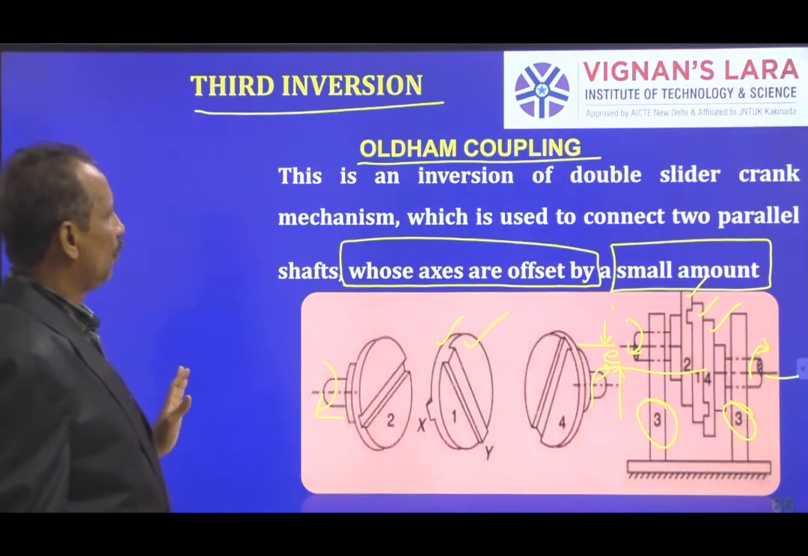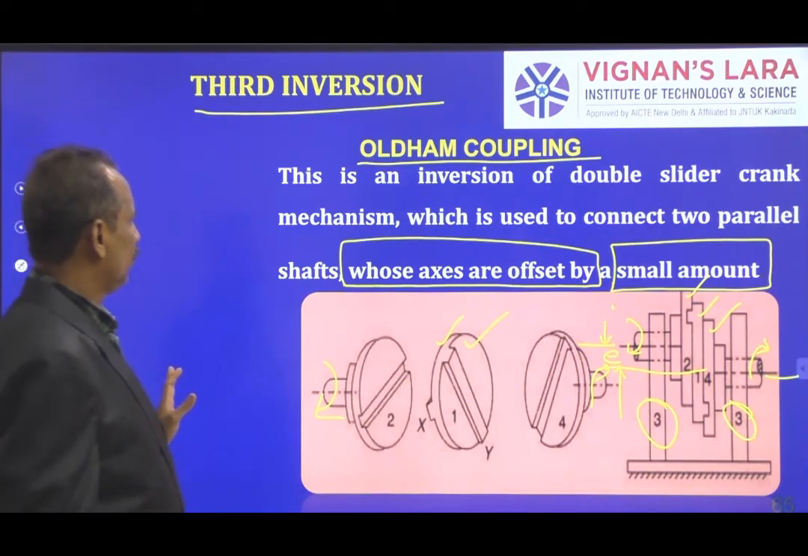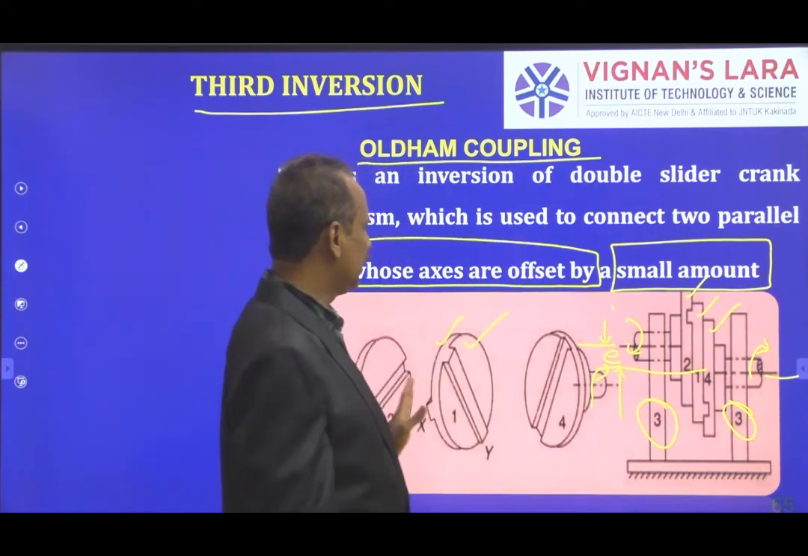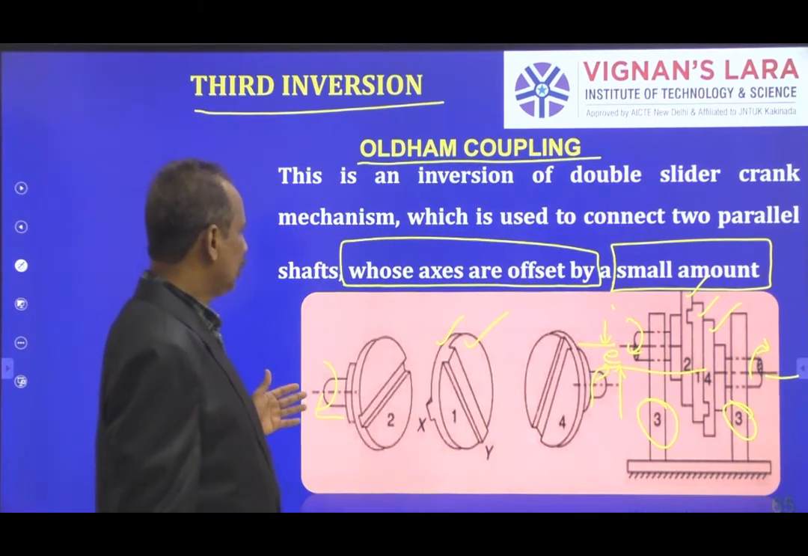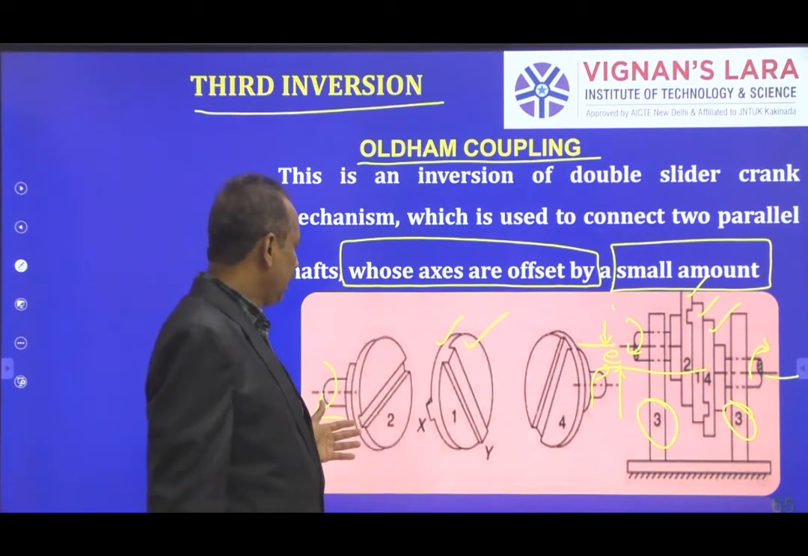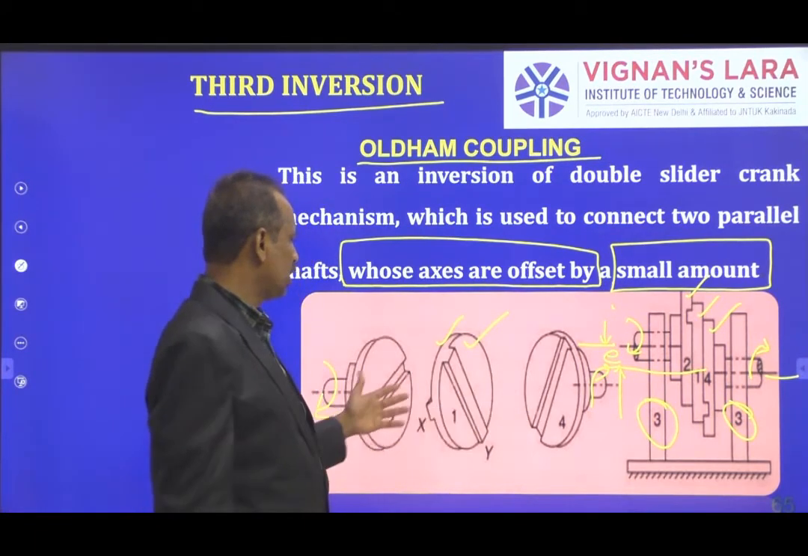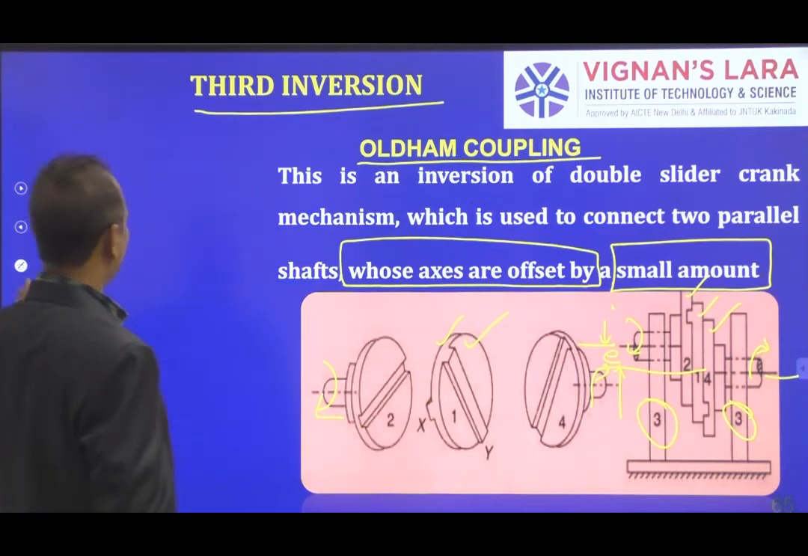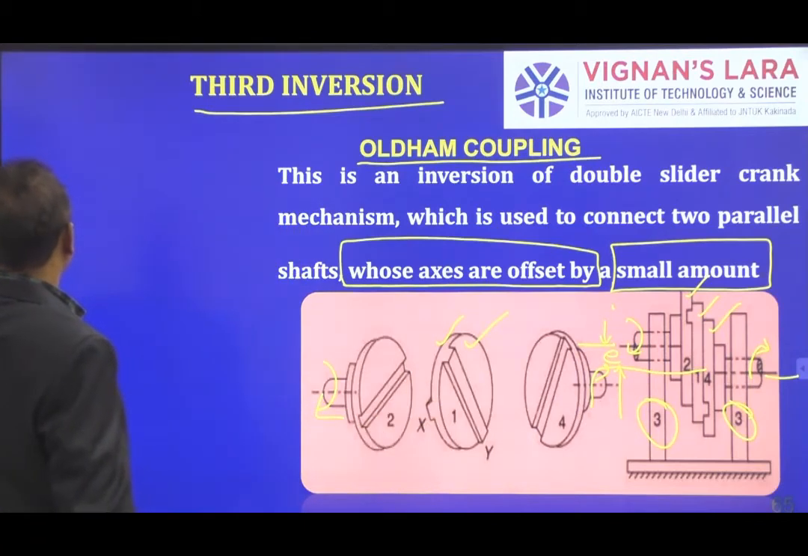this is the Oldham coupling, where link 3 is fixed. That means you have links 2 and 4 rotating with the intermediate link, link 1. So this is the third inversion.